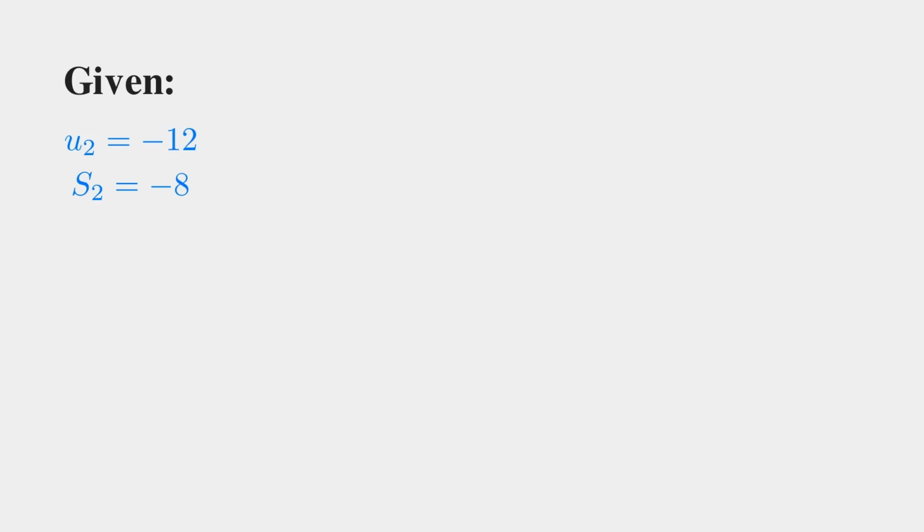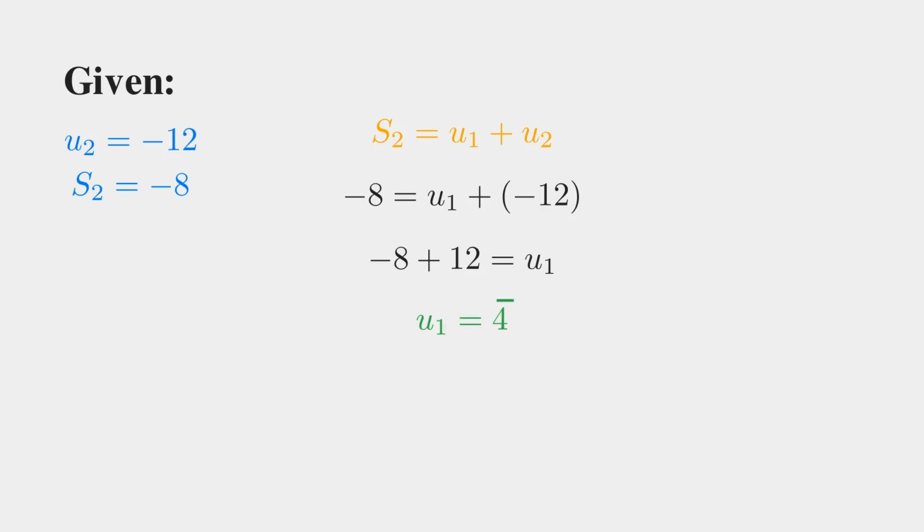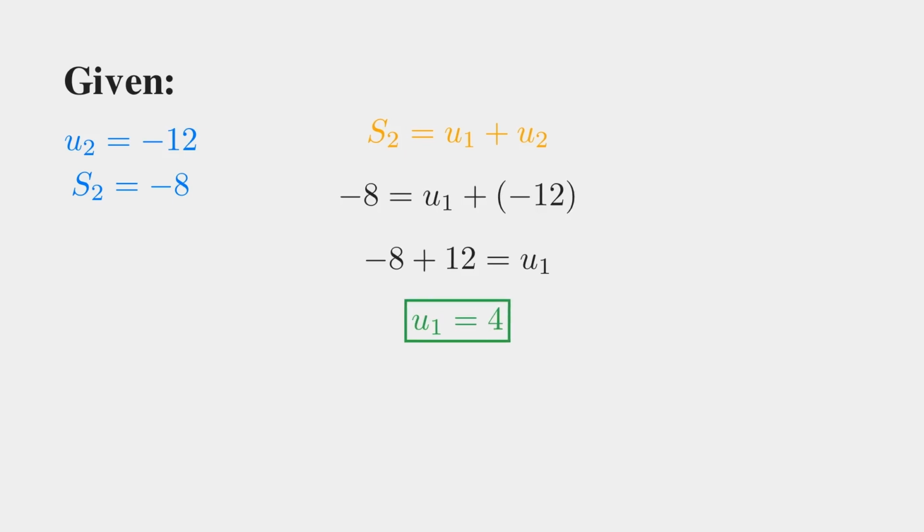Remember what the sum of the first two terms means. S2 is simply U1 plus U2. So we can substitute the values we know into this definition. So negative 8 is equal to U1 plus negative 12. To find U1, we just add 12 to both sides. Negative 8 plus 12 gives us 4. So U1 is 4. Now we need to find the common ratio.